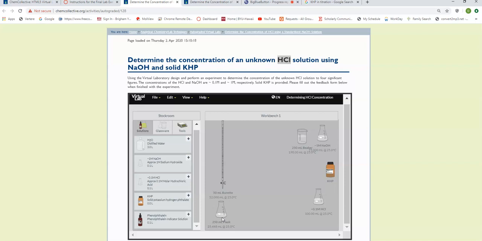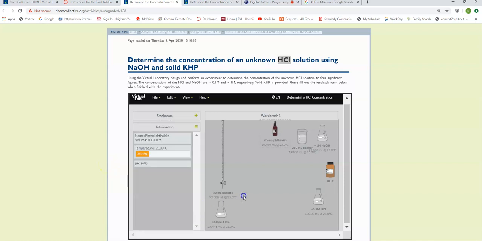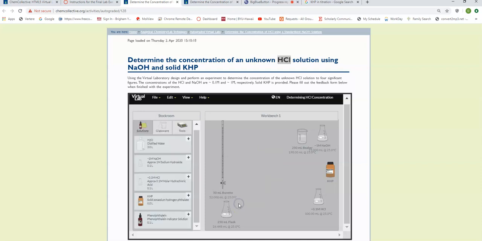But there's one other thing that we have here in our solutions column that we need to add. What is it? The indicator. No indicator, we don't know when the titration ends, right? So I'm going to put about a milliliter of the indicator into there. There, good. Okay, I'll remove that and get that off the board for us.